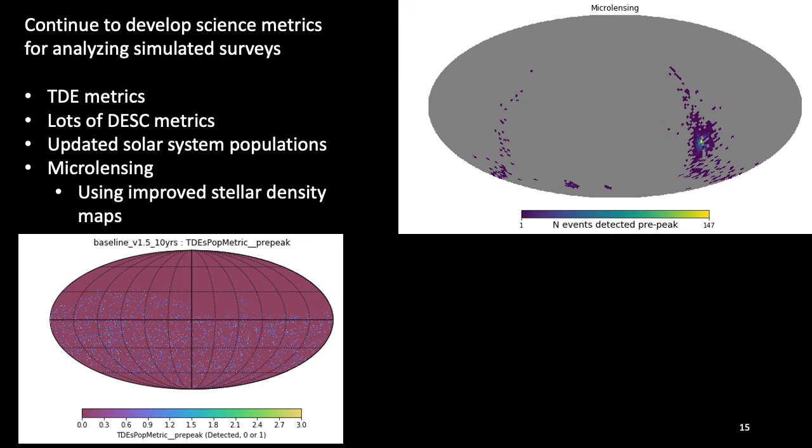Another aspect we've been working on is continuing to develop science metrics to analyze the output of our simulations. We've come up with some new tidal disruption event metrics. The Dark Energy Science Collaboration has been hard at work generating lots of metrics that are being incorporated. The Solar System Collaboration has been updating their solar system populations and running their metrics. We've got a new microlensing metric that uses improved stellar density maps, so we can look at how well we think we'll recover microlensing events. And of course, if anyone has a science metric they'd like to contribute, we are always looking for them.